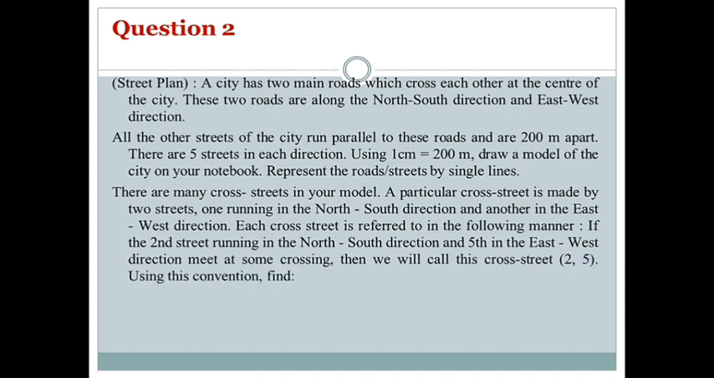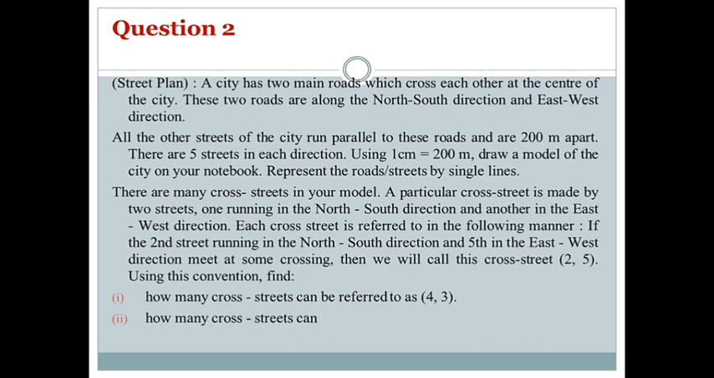Using this convention, find how many cross streets can be referred to as 4, 3, and how many cross streets can be referred to as 3, 4. So I think up till this you have understood the question. After what is given, there are many cross streets in your model. Not only 5 streets, but there are so many streets in the model, but we have to draw only 5 according to the question.